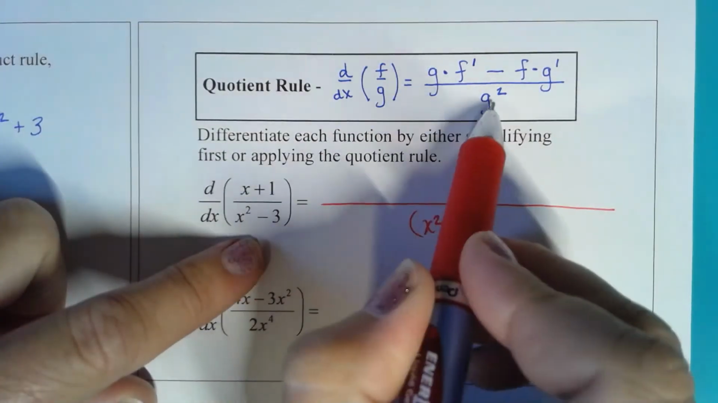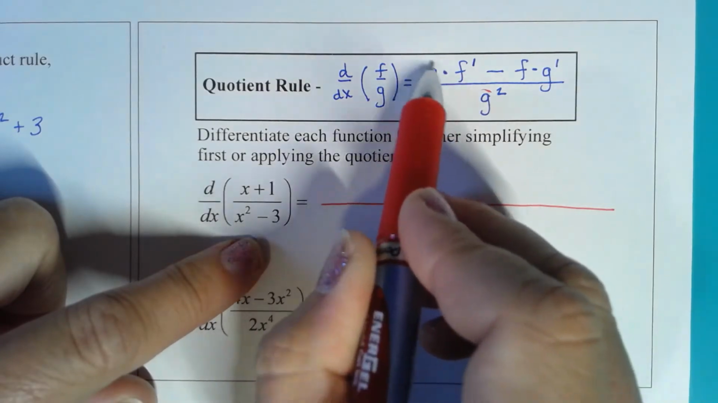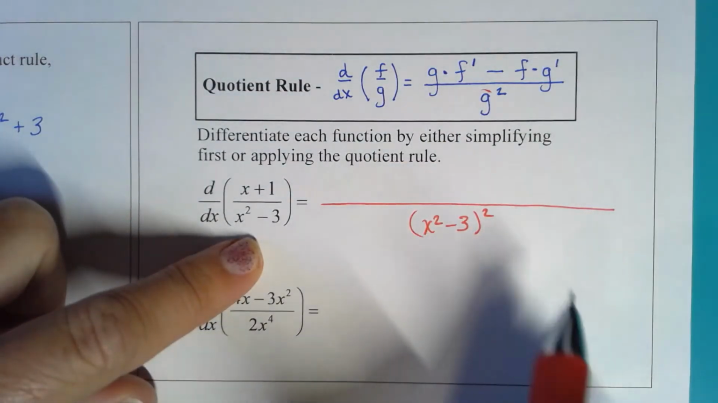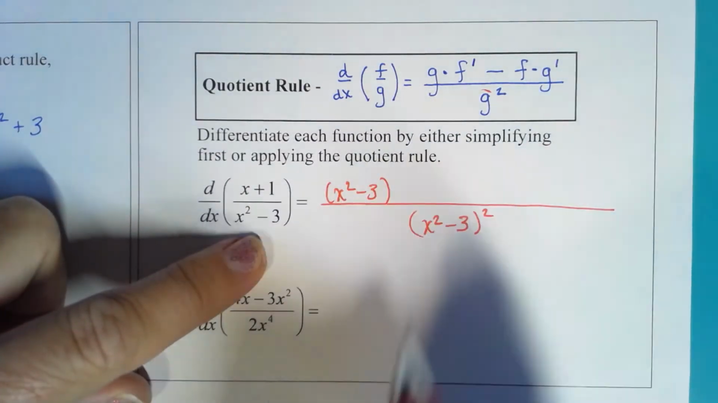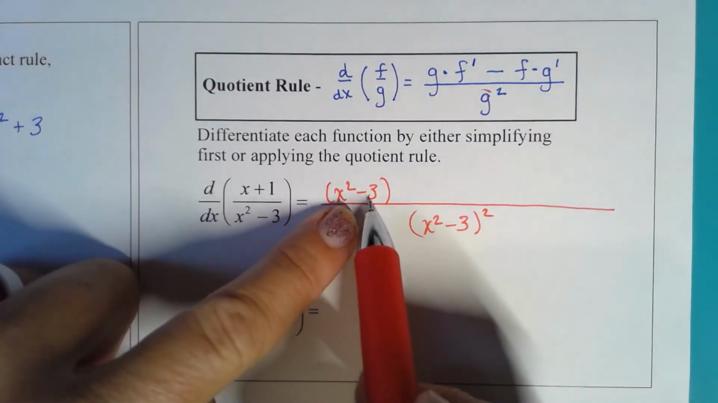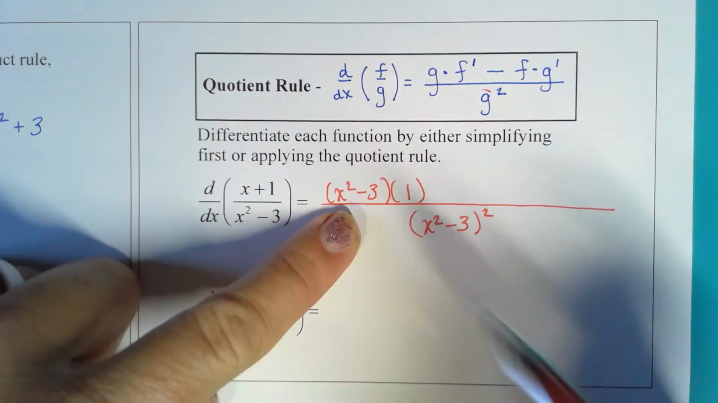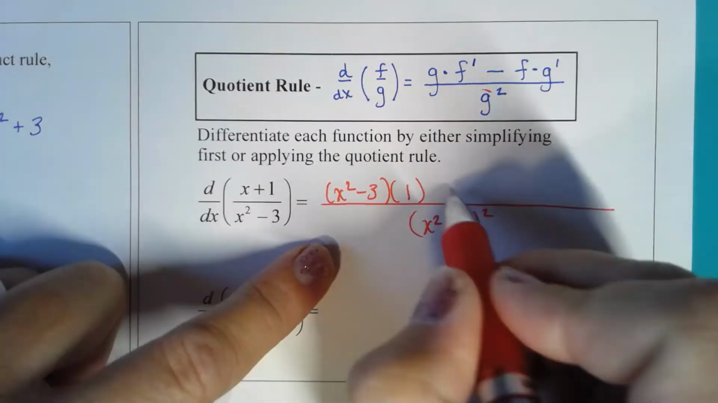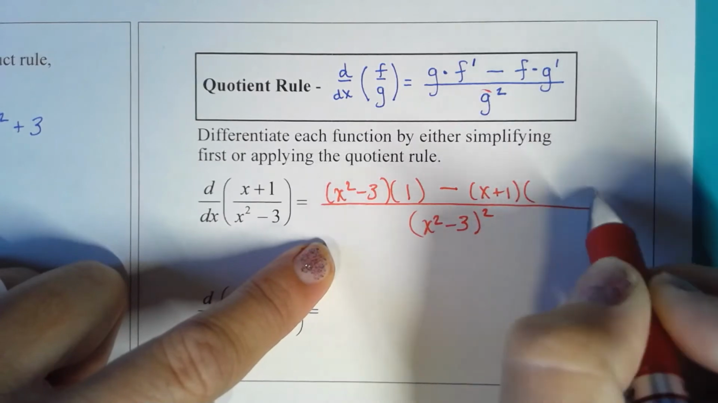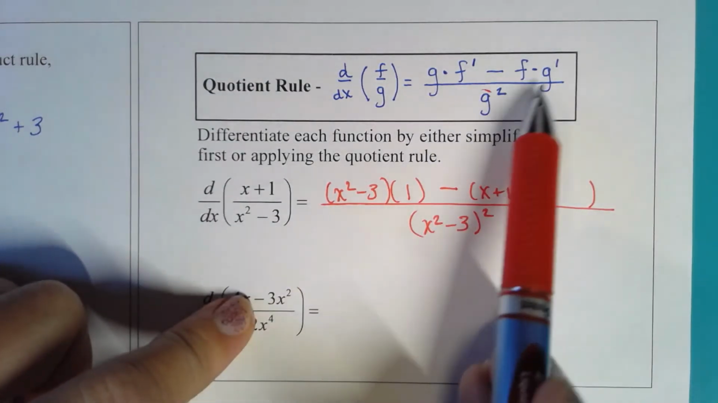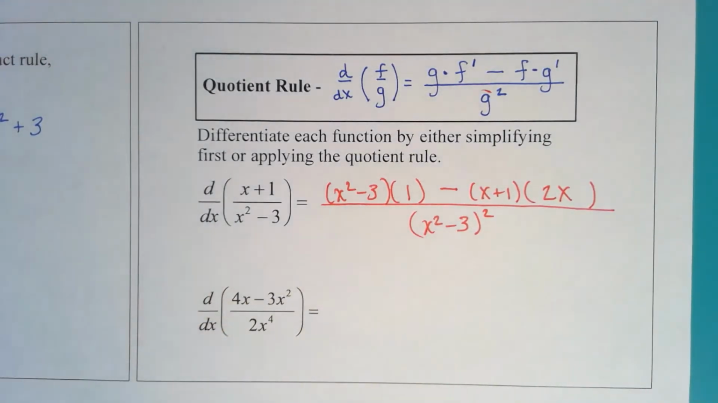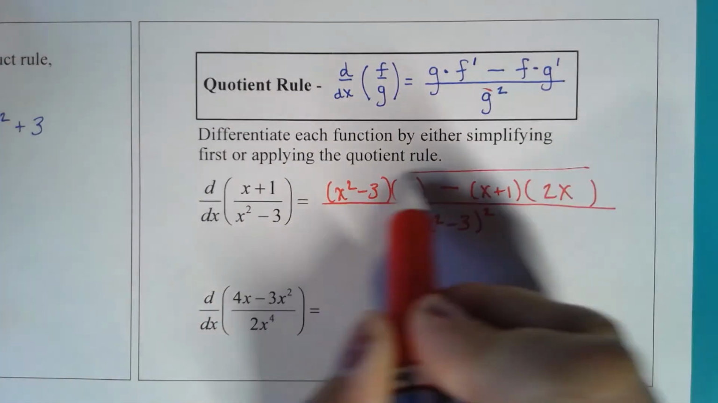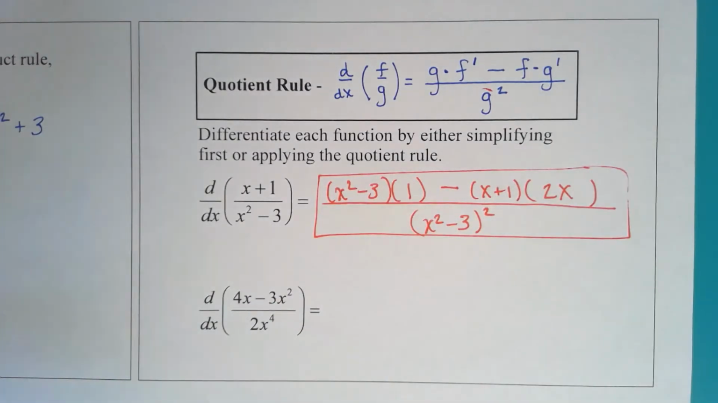What I want you to notice in the rule is that g is in the bottom, and the very first thing I start with is g. Not g prime, just g. So if I just wrote the bottom, x squared minus 3, I'm going to rewrite that on the top. So it's the bottom times the derivative of the top. The derivative of x plus 1 is 1. Minus the top, which is x plus 1, times the derivative of the bottom. The derivative of x squared minus 3 is 2x. Now, I could clean it up. I'm not going to right now. Our focus right now is just applying the quotient rule, but I know you could all distribute things.